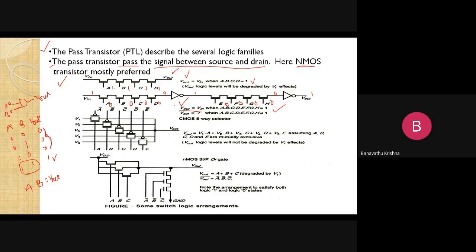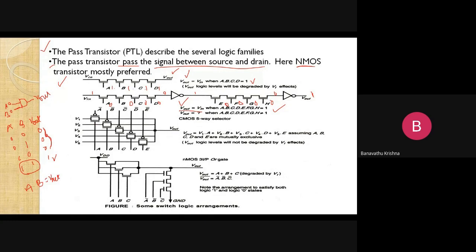So let us see when we connect inverters here, then ultimately the output is 1. And this is another array here, which is also going to perform the AND and OR operations.